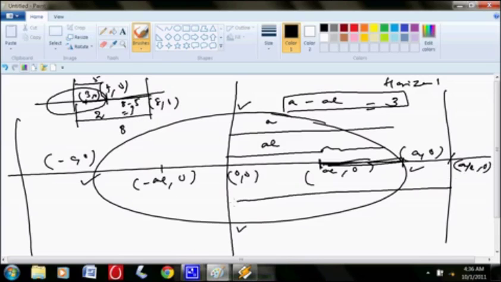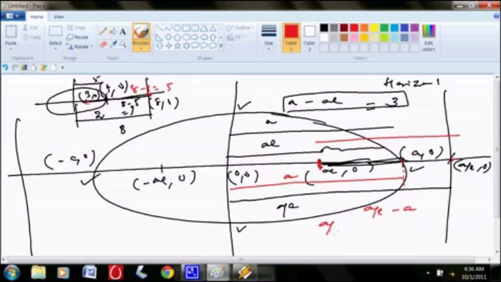So that way this is A by E, this much is A. So the distance between the vertex and the directrix is A by E minus A. The distance between the focus and the directrix, you can make out that way. Focus and the directrix, this is 3, this is 8, so this is 8 minus 3 is 5. So that way it will become A by E minus A.